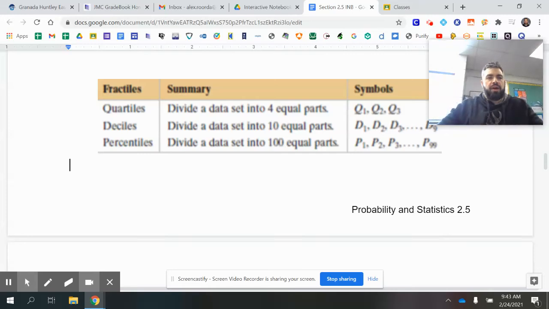So we're going to continue talking about fractiles. One of the most common of which is percentiles. A lot of times we measure growth by comparing to other people using percentiles. For example, babies and infants are put into percentiles based upon projections and where they're at.